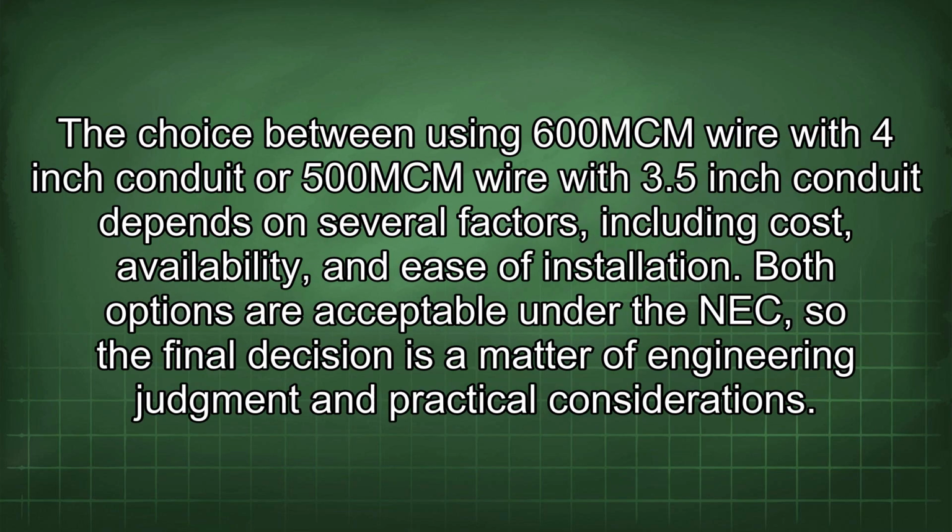The choice between using 600 MCM wire with 4-inch conduit or 500 MCM wire with 3.5-inch conduit depends on several factors, including cost, availability, and ease of installation. Both options are acceptable under the NEC, so the final decision is a matter of engineering judgment and practical considerations.